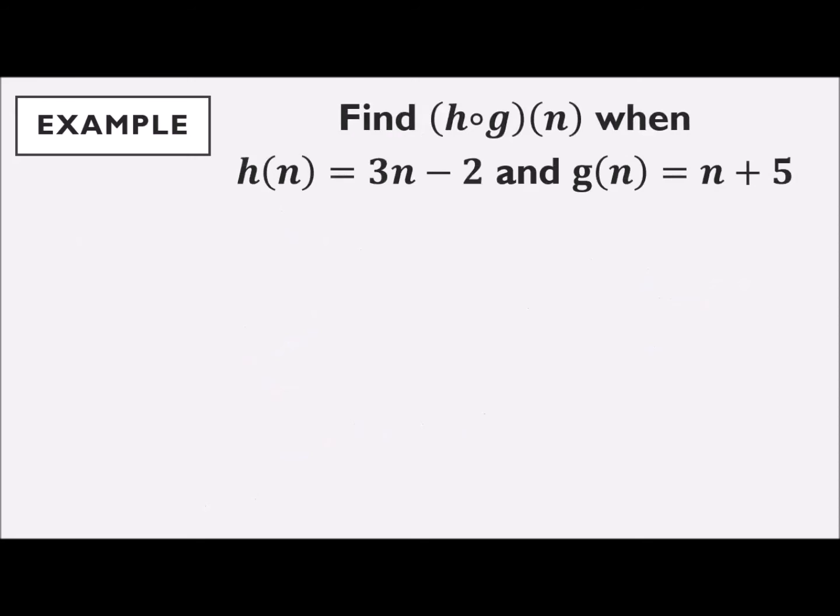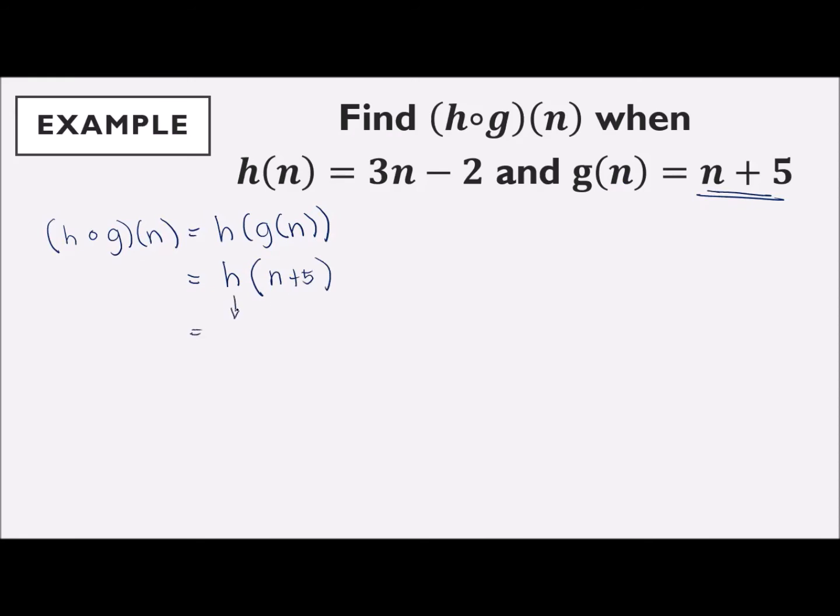Find h of g of n when h of n is equal to 3n minus 2 and g of n is equal to n plus 5. So, it's not always x. Pwede ring ibang letters. So, ano ang ating gagawin? Nahin natin yung given. So, magiging h circle g of n, which means h of g of n. So, katulad ng nangyari kanina, substitute muna natin si g of n, which is n plus 5.